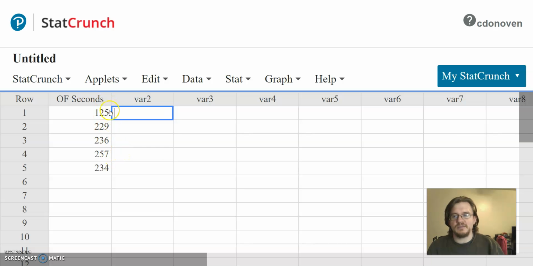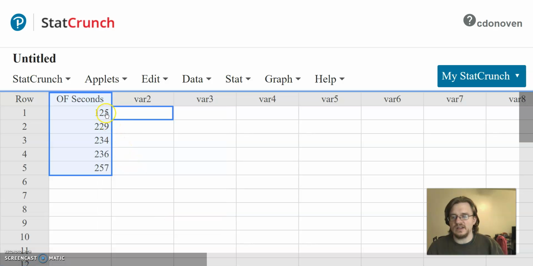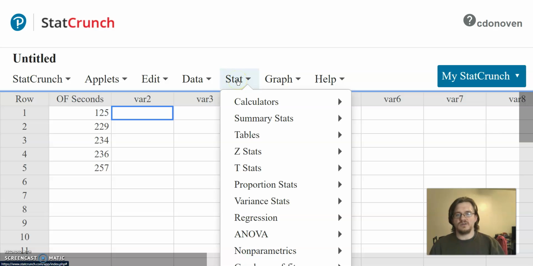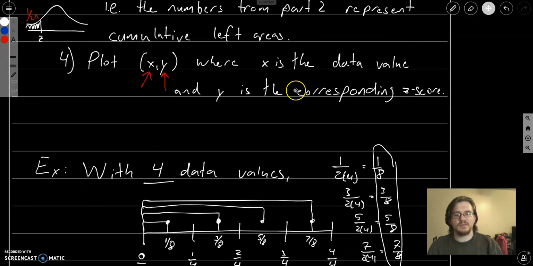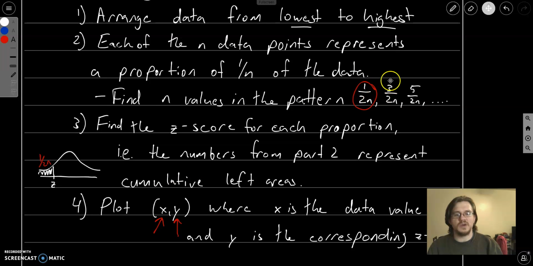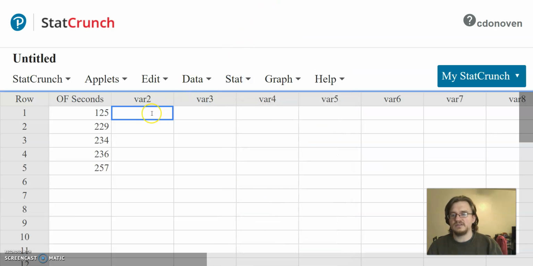The first step is always to sort the data, and I want to sort it so that it goes from lowest to highest. Okay. So the next part was to come up with these numbers. So again, 1 over 2n, 3 over 2n, and so on and so forth. 1 over 2n. Well, n here, there's 5 values. So 1 over 2 times 5 is 1/10, or 0.1.